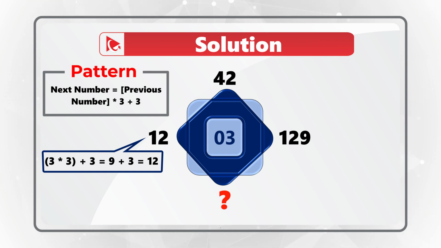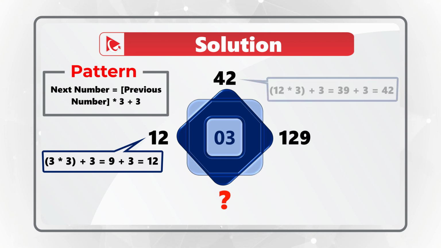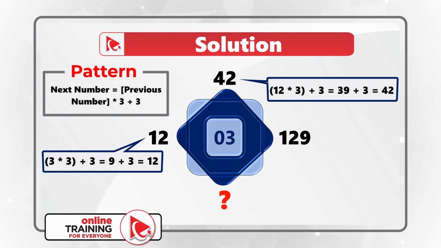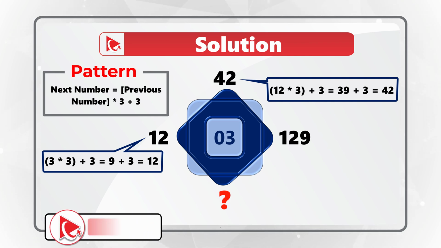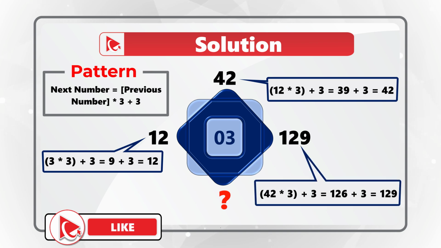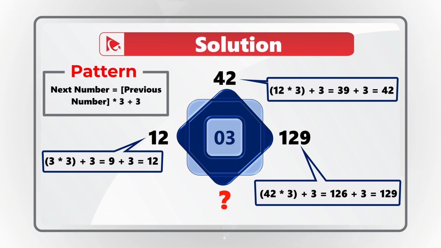Let's move to the 12 o'clock number. 12 o'clock is calculated as 12 multiplied by 3 plus 3, which equals 36 plus 3, which equals 39. Then we come to the 3 o'clock calculations. 42 multiplied by 3 plus 3, which equals 126 plus 3, which equals 129.